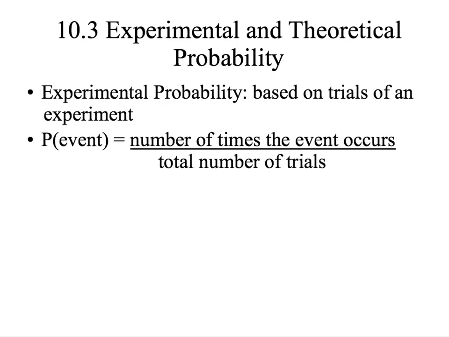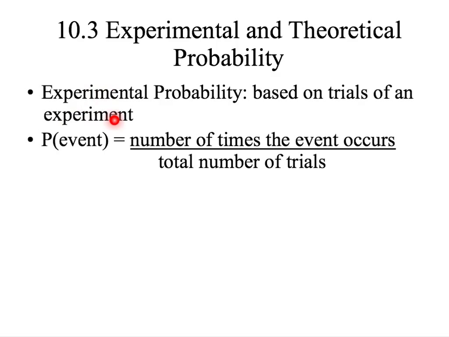Hello, hello, Mr. Walber here with 10.3, experimental and theoretical probability. Sounds kind of fancy, but it really isn't that bad. It says here experimental probability is based on trials of the experiment. You're actually testing to see what happens.